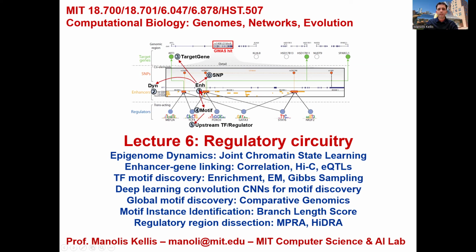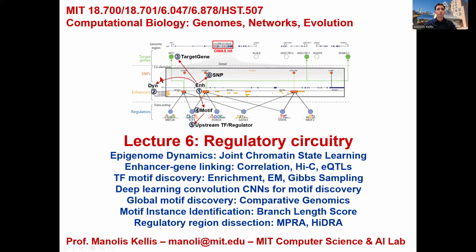So the question is, where are they? Are they hitting promoter regions, enhancer regions, other regions? And if they are hitting enhancers, what are their target genes? What are their upstream regulators? What are the motifs that are recognized by these regulators? What are the dynamics of these control regions across different cell types? So these are a lot of the questions that we're going to be asking today about regulatory circuitry.